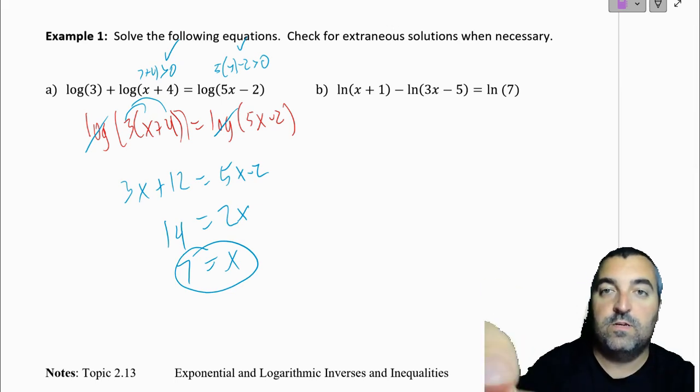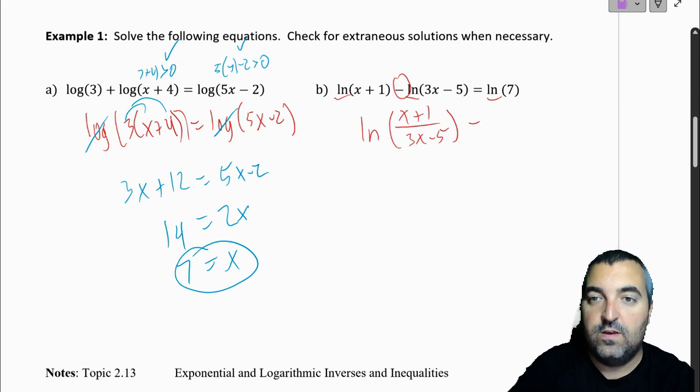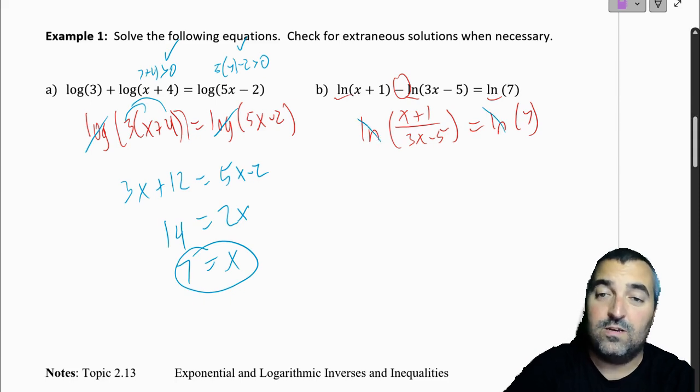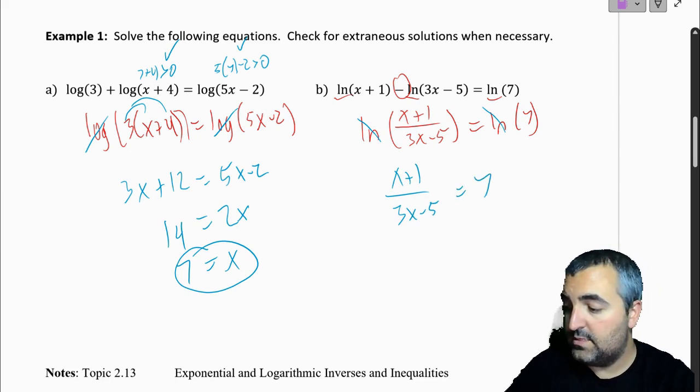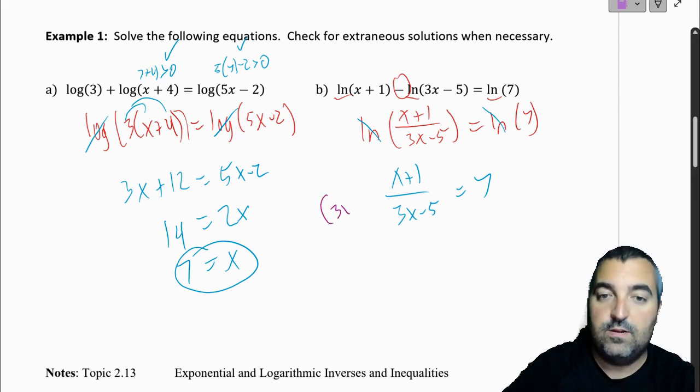All right, so then we look at b. B now has a natural log. Well, guess what? It's still a log, so you just follow your log properties. Subtraction means division. So x plus 1 over 3x minus 5 equals ln of 7. And guess what? Even though it's an ln, it just goes away because it's a log on both sides. So you get this. And then to solve this, you would multiply both sides by the denominator.